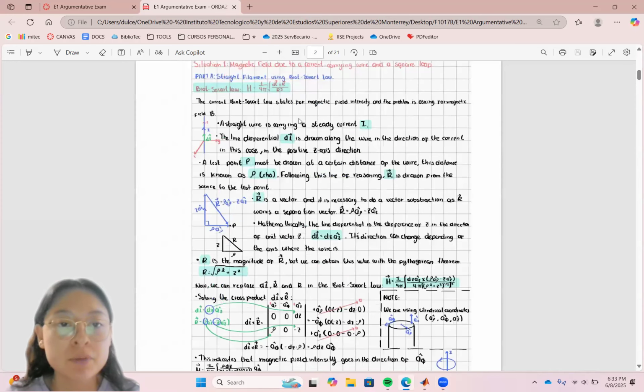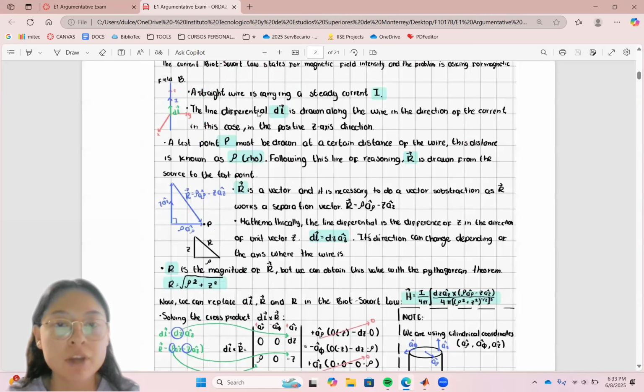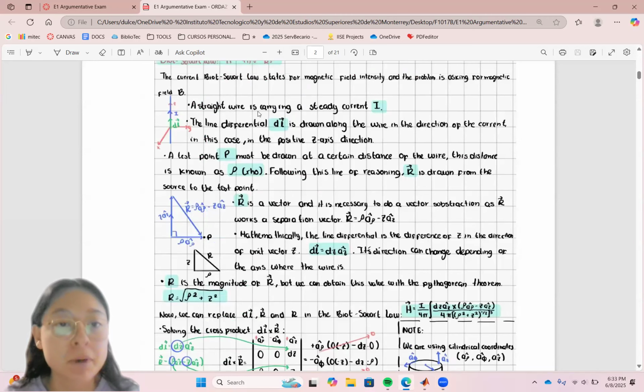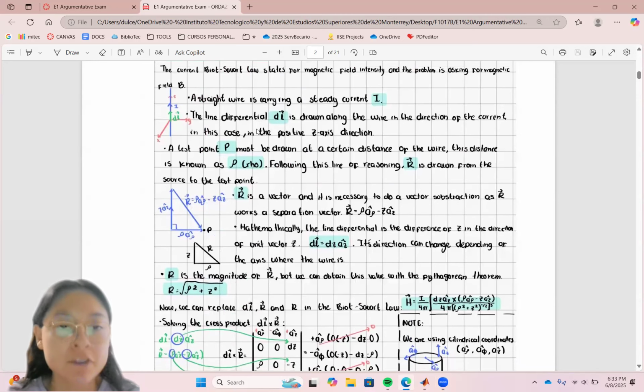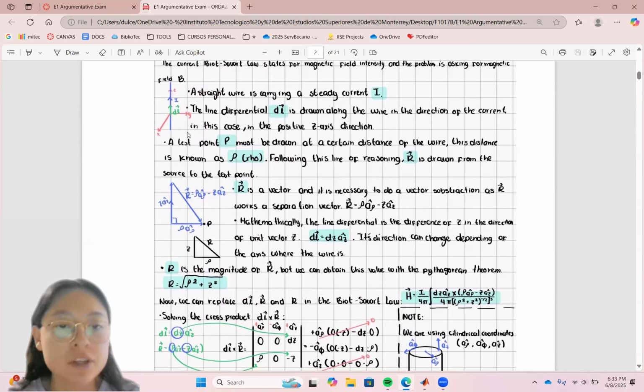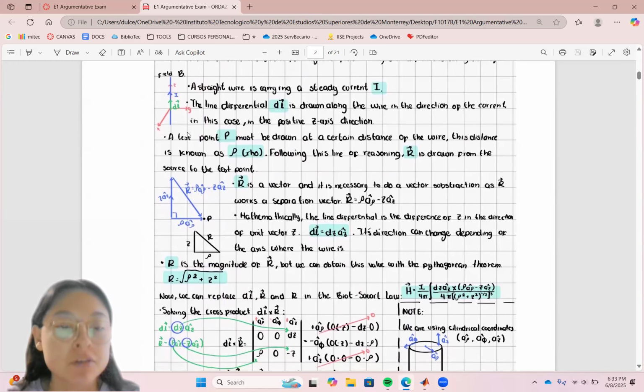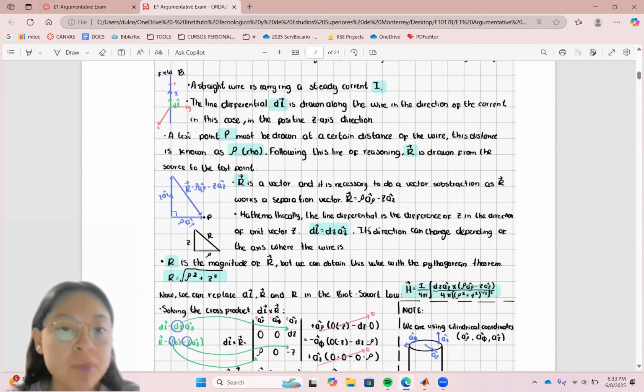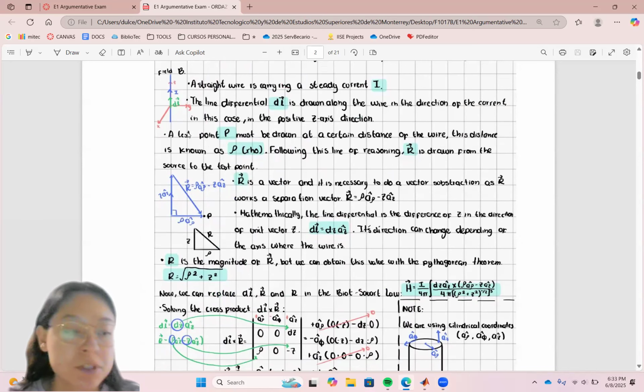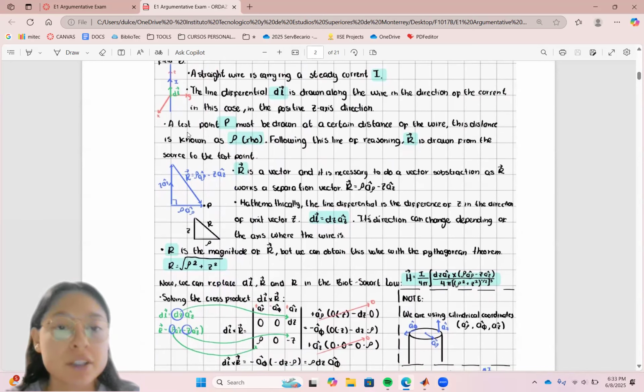So first I put a wire here, where the current is in the direction of the positive z-axis, and the line differential must go along the direction of the current of the wire. So it also goes in the positive z-axis direction. Then we must put an observation point, and the distance from the observation point to the wire is rho.